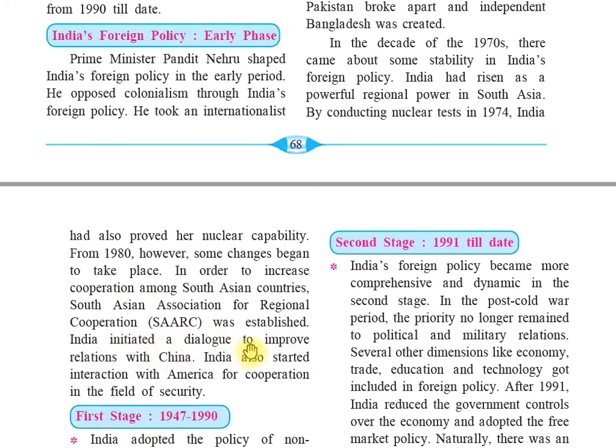India initiated a dialogue to improve relations with China. India also started interaction with America for cooperation in the field of security.